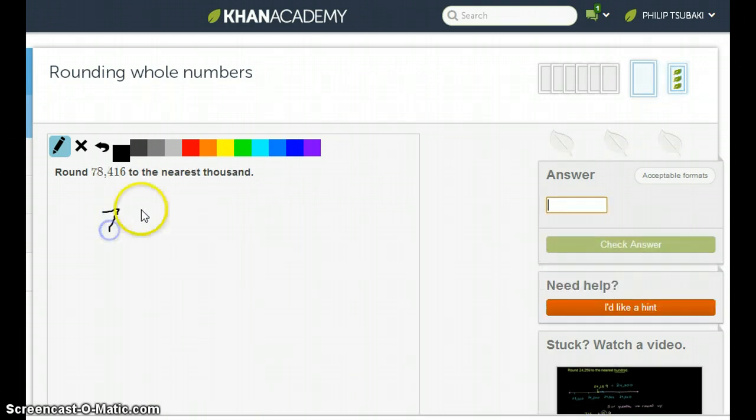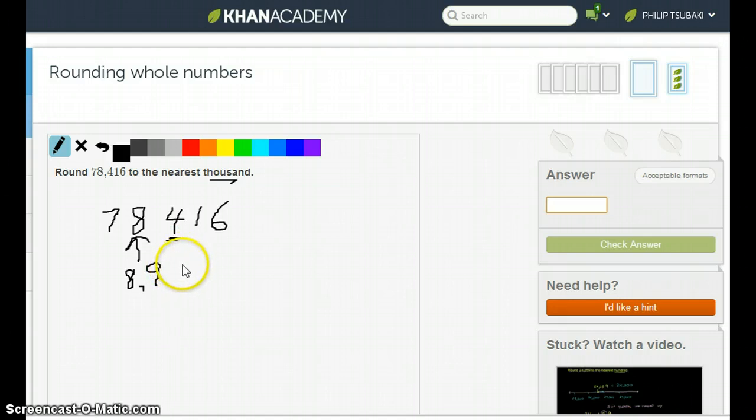Okay, so now we're doing 78,416, and we're going to do it to the nearest thousand. So the first thing we're going to do is mark the thousand digit, which is going to be 8. So we need to figure out if 8 is going to stay 8 or if it's going to be 9. It's one of those two possibilities. And the way we know is we look at the next number, and we see if it's above 5 or below 5.